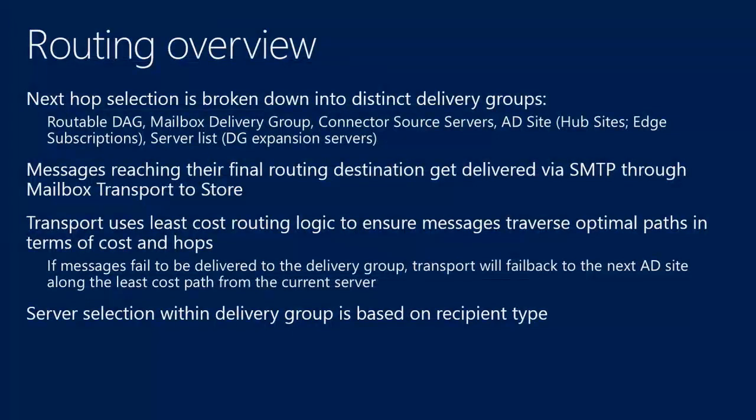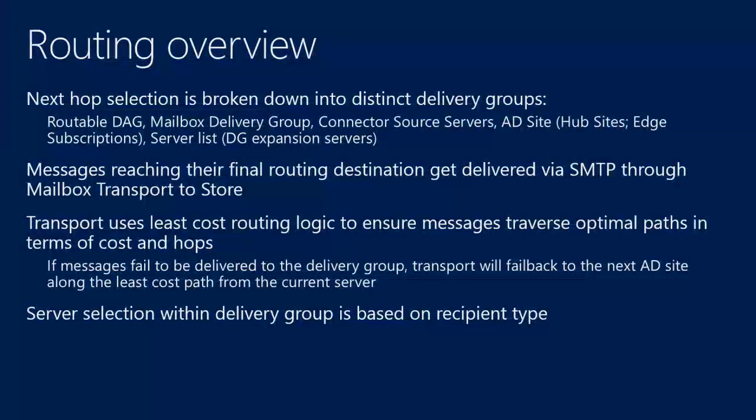Once we get a message to the final destination delivery group, we will not back off any further because we're already at the closest available hop that we can get that message to. Otherwise, in the event that we can't get that message to the final destination delivery group, we will back off accordingly along the least cost route, up to and including keeping it at the source if there is no transport service within the target Active Directory sites along that least cost route.